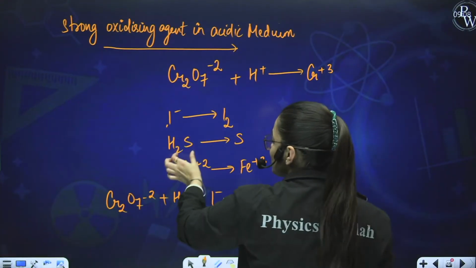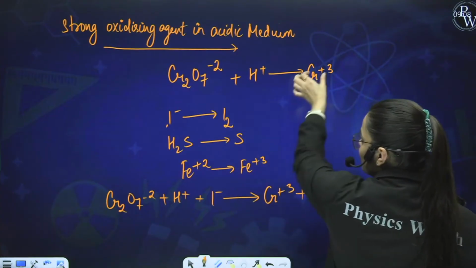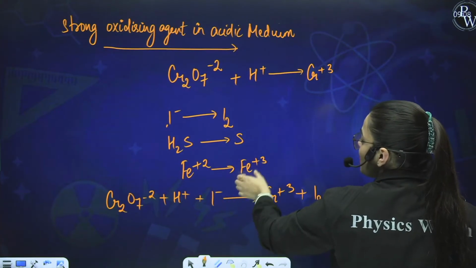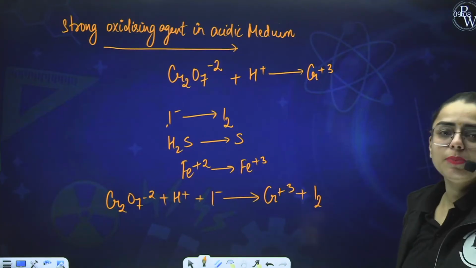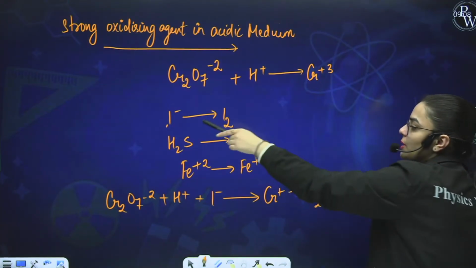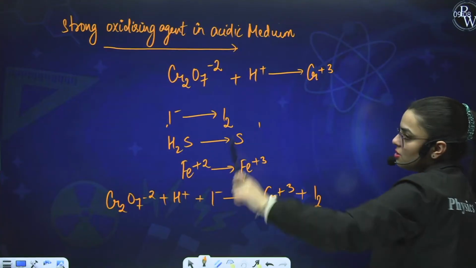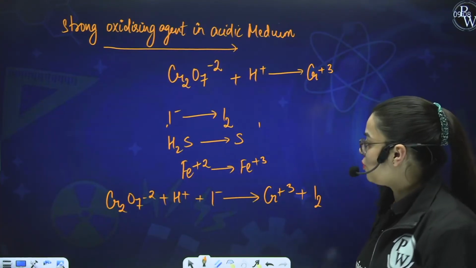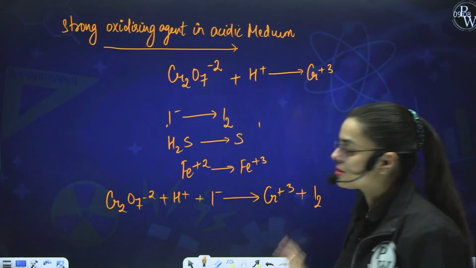So if it reacts with H2S with H positive, it will form sulfur plus Cr plus 3. If it reacts with Fe plus 2 with H positive, it will form Fe plus 3 plus Cr plus 3. Are you getting my point? So this I have written, that whenever it reacts, it will convert this into this. It will act as a strong oxidizing agent. If you want these two reactions, you can even write them in a similar manner.